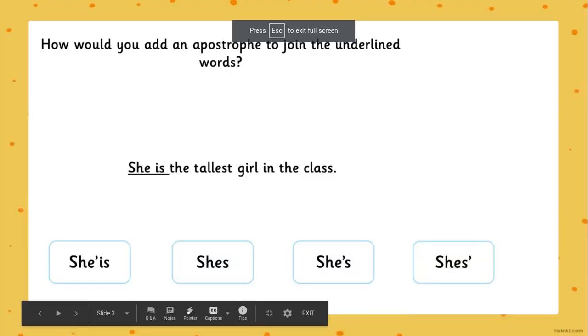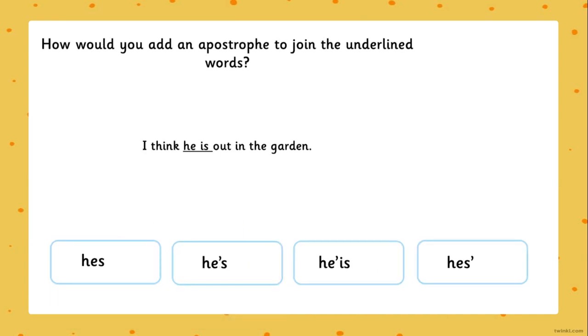So I want you to have a go at the others. So that was question one. Here is question two. I think he is out in the garden. Identify which one of those four options is the correct contraction of he is.